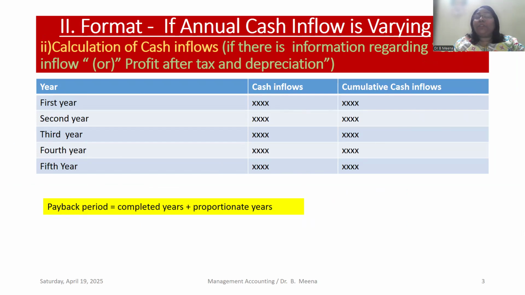In case the annual cash inflow is constant, I told you the formula to calculate the payback period is the investment divided by annual cash inflow. That is when annual cash inflow is constant. But when the annual cash inflow is varying, payback period is equal to completed years plus proportionate years. So once you know the cash inflows of each and every year, you need to work out the cumulative cash inflows. Then we will work out the payback period by using this formula.